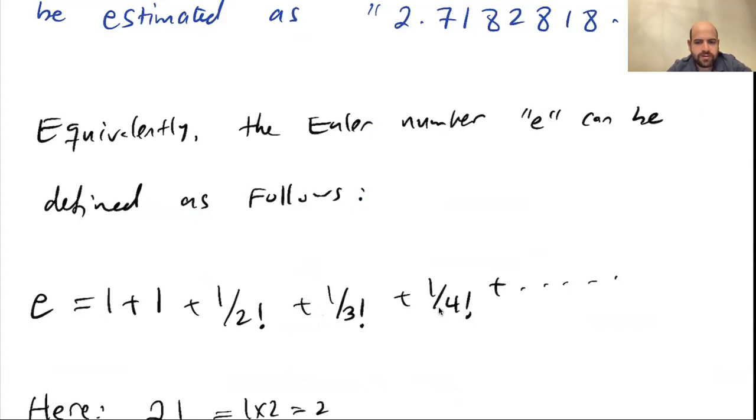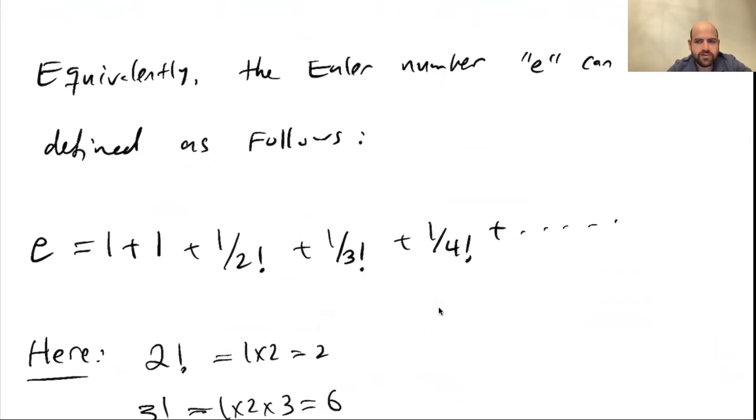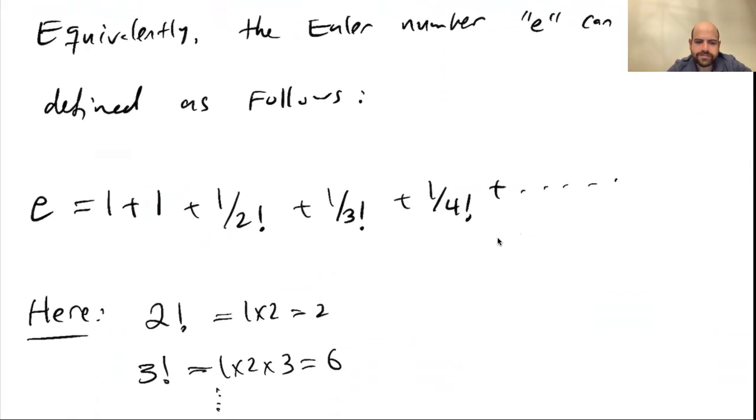When you add 1 over 4 factorial, which is 1 over 24, you will see that the answer is even closer to 2.72. Again, still not there, but closer compared to before. Then you add 1 over 5 factorial, which is 1 over 120. Again, the answer will be even closer, and so on.